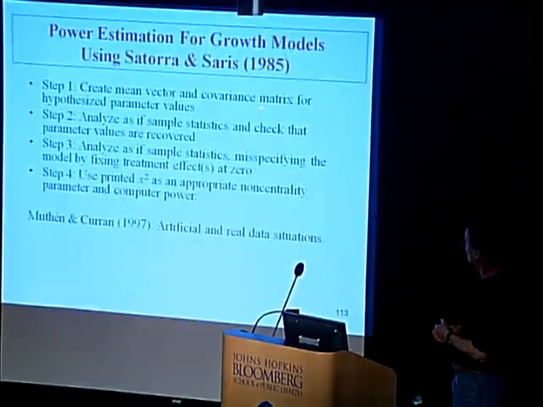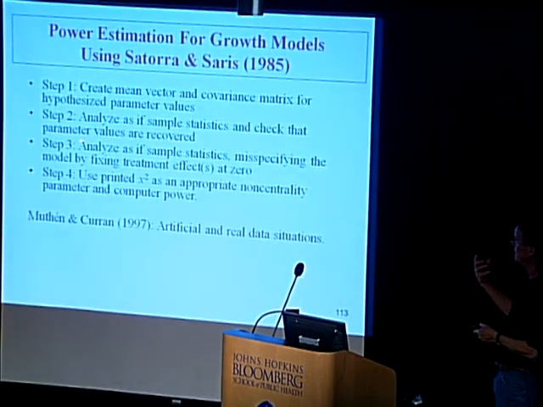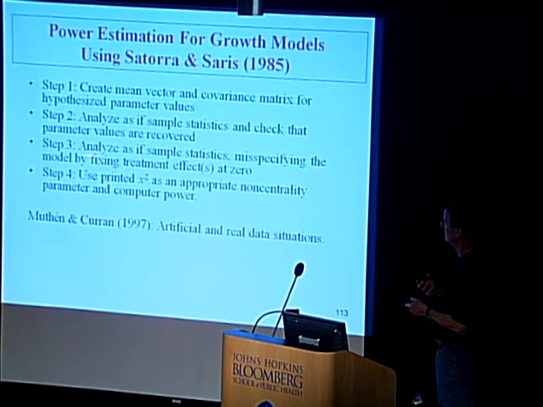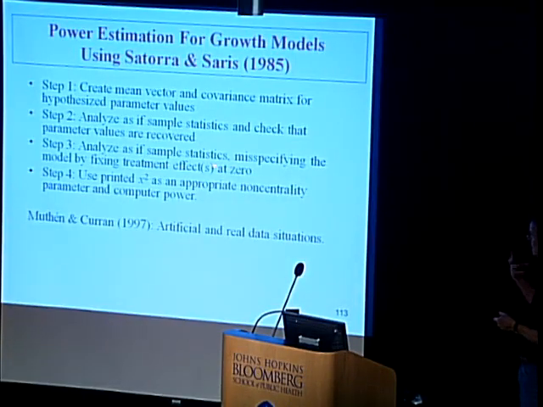You create a mean and covariance matrix for hypothesized parameter values. This is within a SEM framework, so it has to be a growth model that's limited to what SEM can do. Then, just as a check, you analyze this population covariance matrix you've generated as if it was sample data, to check that you get back the parameter values that created it. Then you analyze it again, but now misspecifying the model by fixing, say, a treatment effect in an intervention study at 0, whereas in reality, step 1 created the treatment effect to be greater than 0.